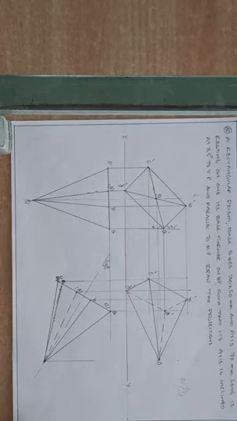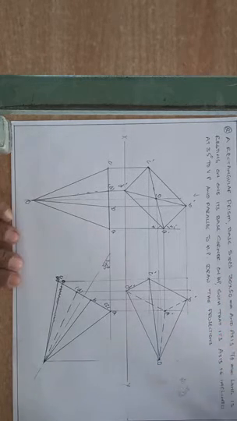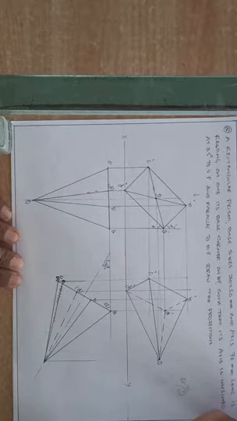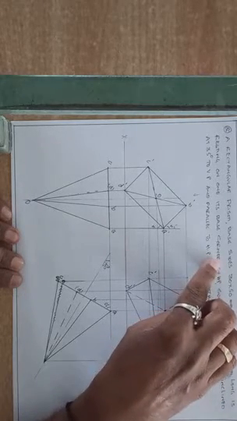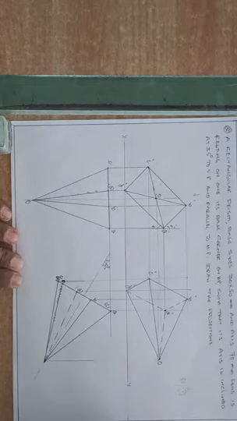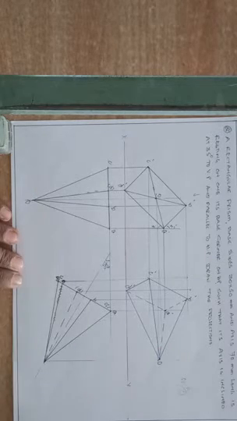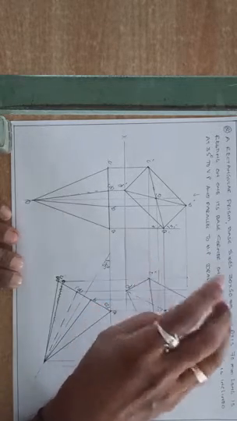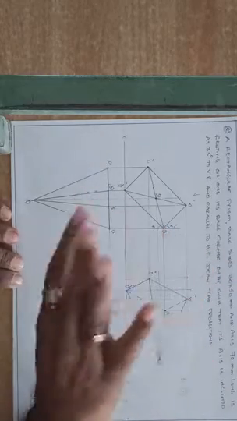Now, coming to the rectangular prism: base sides 30 mm and 50 mm and axis 70 mm long, resting on one of its base corners. You have already practiced problems on axis inclined to HP. Here the axis is inclined to VP. Only the true shape changes.